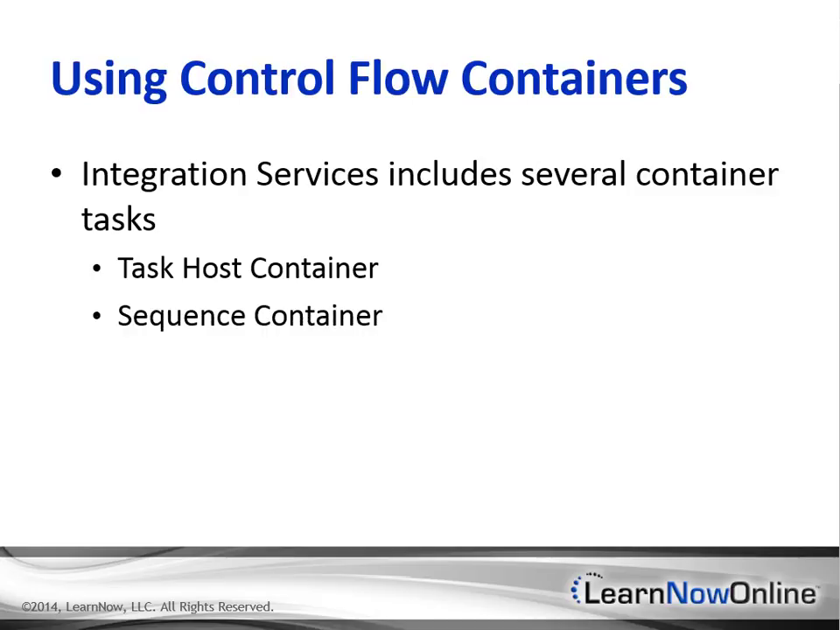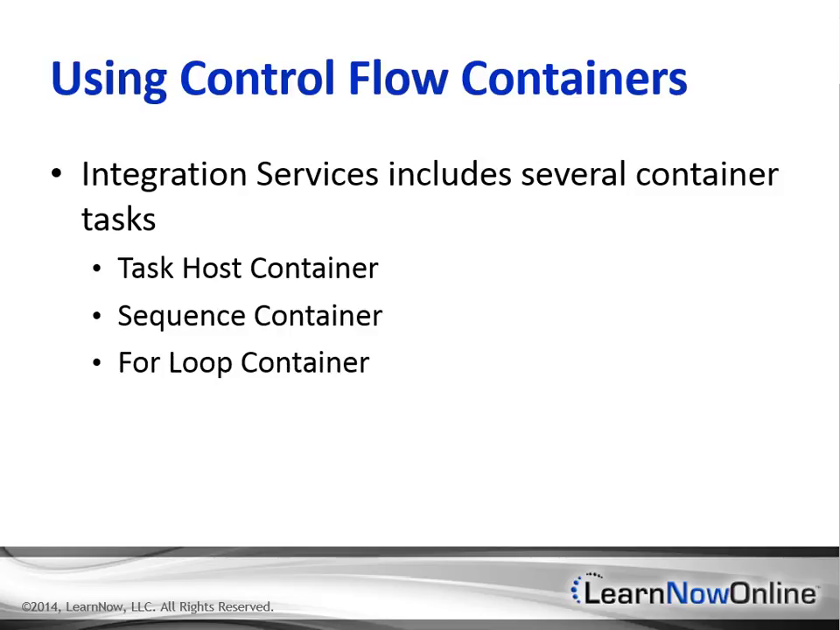Then there's a sequence container. A sequence container connects several tasks in order to share variable scope and common failure and success precedence constraints, as well as lets you set properties on a large group of controls. It can be very convenient to be able to set multiple properties, or the properties for multiple tasks, all in one fell swoop. Then there's a for loop container.